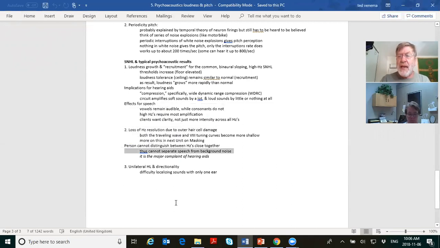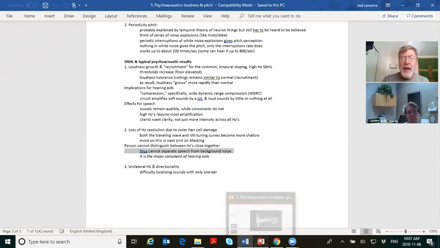And this is the major complaint of hearing aids and hearing aid wearers: background noise. They can't separate frequencies close together. They have a loss of just noticeable difference in frequency. In other words, their differential threshold has gotten worse.